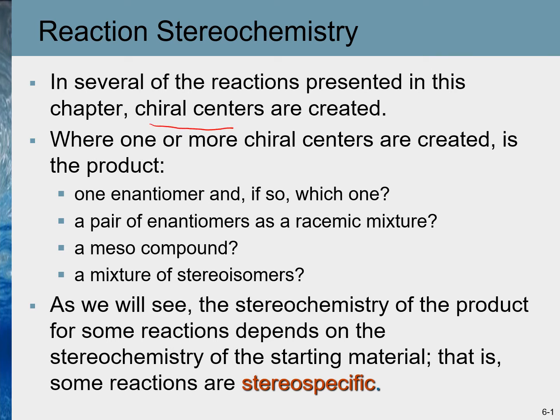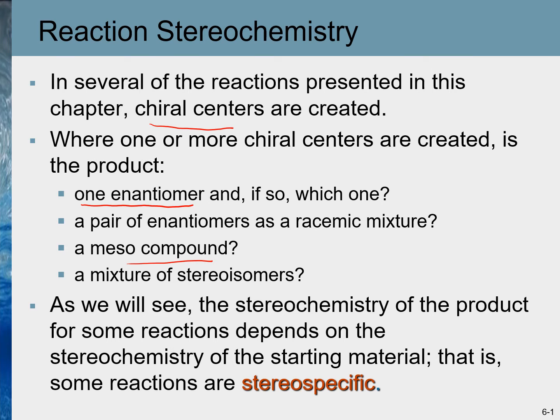So whenever in a chemical reaction one or more chiral centers are created, we have to ask a question: do we get only one enantiomer as a product, or do we get a racemic mixture? And if we get more than one chiral center, will the product be a meso compound or a diastereomer? And if we get multiple chiral centers, how many stereoisomers are possible?